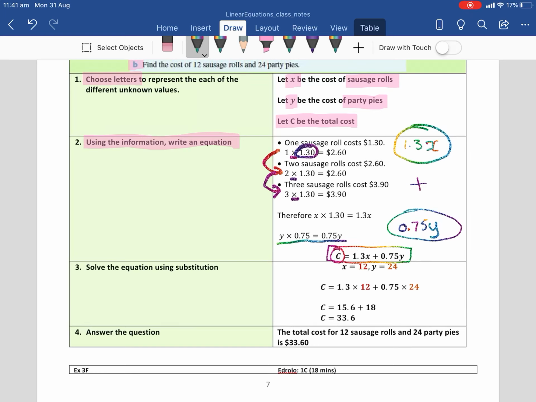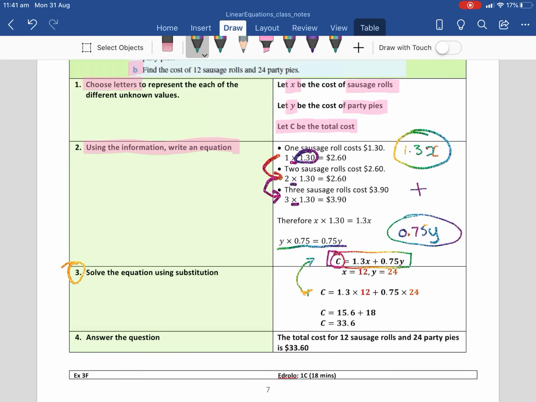Now, number 3 says solve the equation using substitution. To do that, you use your equation from before, which is what we found up here, and you substitute in. For B, it says find the cost of 12 sausage rolls and 24 party pies. So instead of X, you put 12, and instead of Y, you put the number 24, which is what I've got here. Put that in your calculator and you'll end up getting the total cost is $33.60.